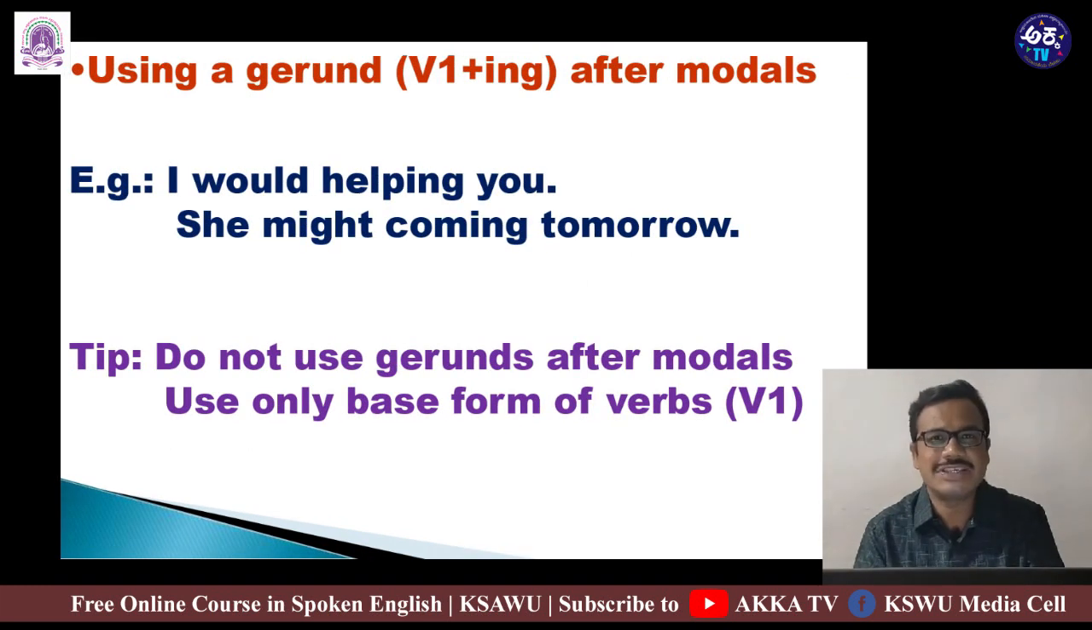And then using a gerund. That is a gerund, you know, verb plus ing, V1 plus ing: go plus ing, going; eat plus ing, eating; walk plus ing, walking. These are all gerunds, and you should not use gerunds after the modal auxiliaries. And here are two examples. I would helping you. It's wrong. I would help you. She might coming tomorrow. It's wrong. She might come tomorrow. So we have to use the base form after the modal auxiliary, and no need to use the gerund. It is not acceptable, right?